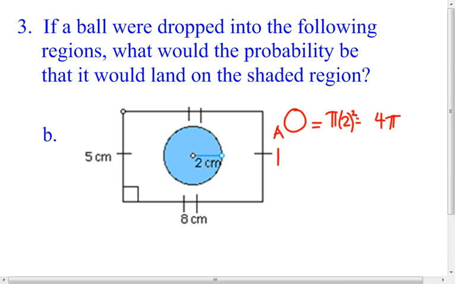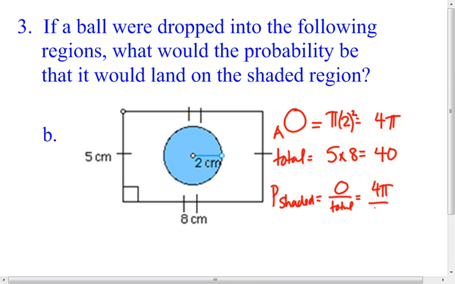And then the total area is a rectangle in this case, which is 5 times 8, which is 40 centimeters squared. And then the probability that it lands in the shaded, in this case, the shaded area is the circle, over the total. So 4 pi over 40, which of course reduces to pi over 10.